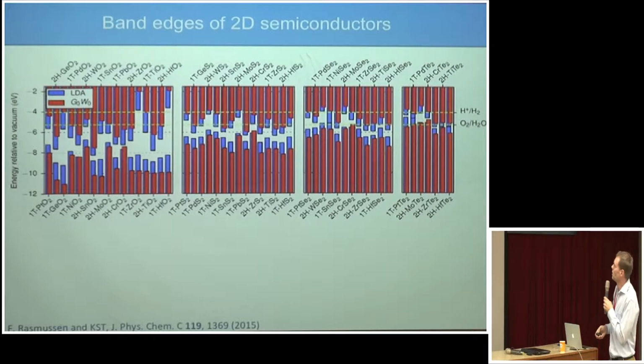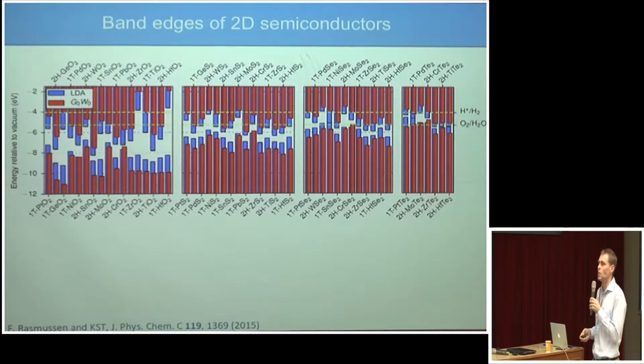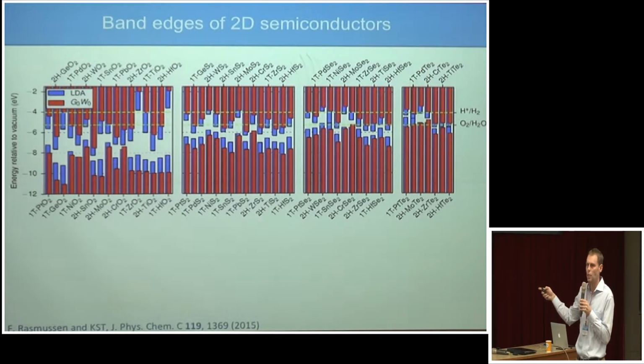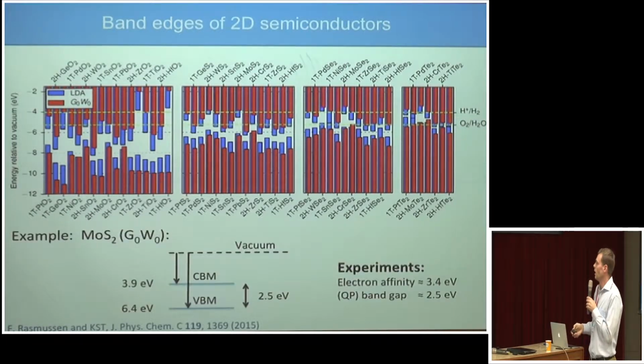So okay, here we did GW calculations for a range of TMDs. These are the band edges aligned relative to vacuum, and blue is LDA and red is GW. And you can see, this is just to show you that there is a large variation here. So it's very important to do the many-body method in this case.